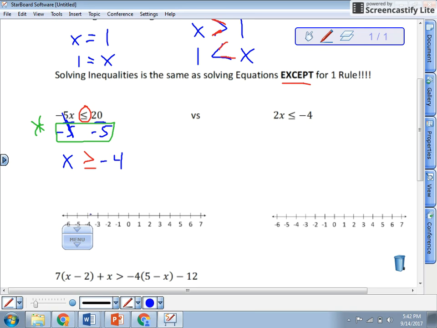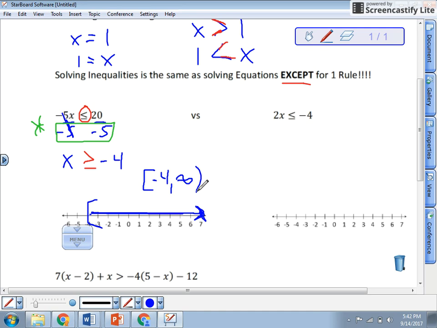-4 is right here. It's greater than or equal to, so we're going to use a bracket. It's going to go this way, and we're going to put our arrow. Remember, once we have an arrow, we put interval notation, read left to right. It starts at a bracket, and that bracket's at -4. I put the comma, it goes to infinity but never actually gets there, so it's [-4, infinity).